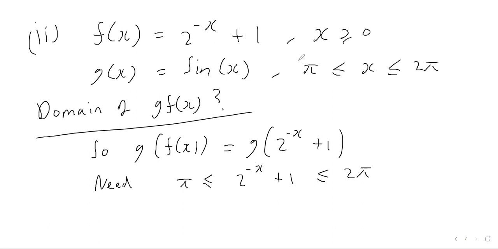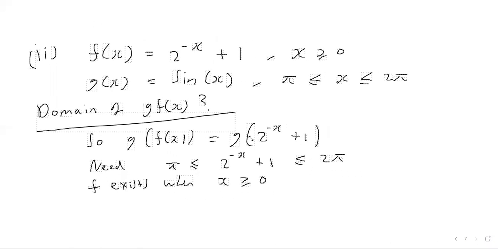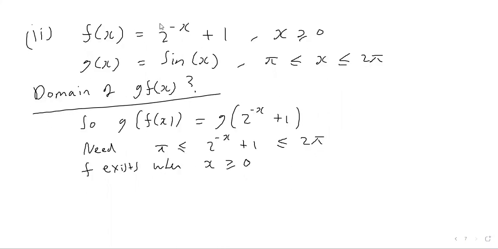So we actually need this f function to exist as well in order for that to be true. So f exists when x is greater than or equal to 0. We can see that up there. So this is going to exist when x is greater than or equal to 0, and also when 2 to the minus x plus 1 is between pi and 2 pi. Okay, so when is that the case? When is 2 to the minus x plus 1 between pi and 2 pi, and when is x greater than 0?